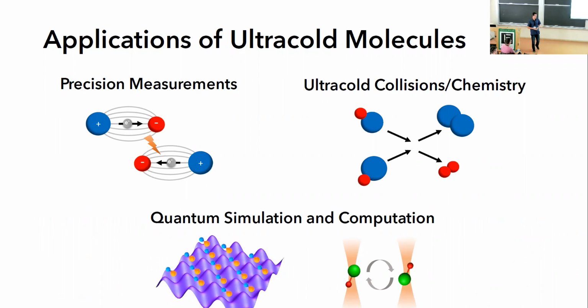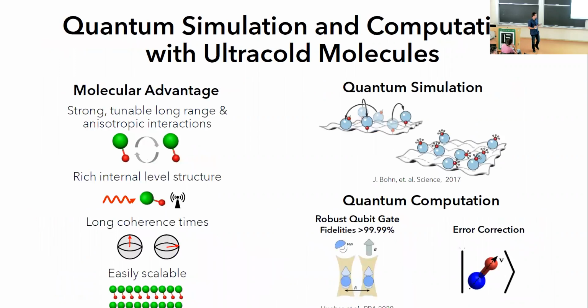And finally, and probably the reason all of you are here today, is that molecules can be used for quantum simulation and quantum computation. And why is this the case? Well, ultracold molecules have several nice advantages for these applications. Namely, they have strong and tunable anisotropic long-range interactions. They have a rich internal level structure, which means they can be coupled to a wide range of different optical, RF, and microwave fields. All of these long-range interactions actually happen in their ground state, which gives rise to the fact that molecules tend to have very long coherence times when you compare them to other types of systems. And finally, the system as a whole is easily scalable, as I'll talk about today.